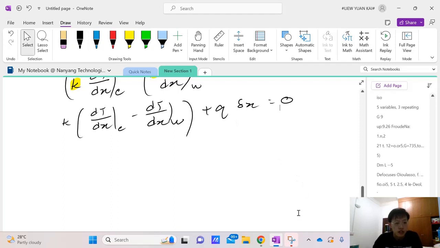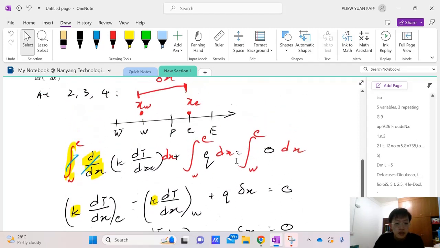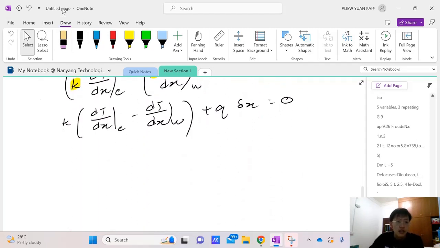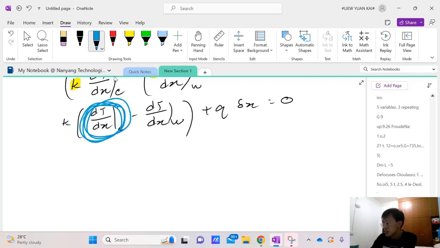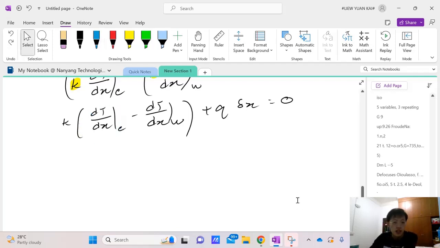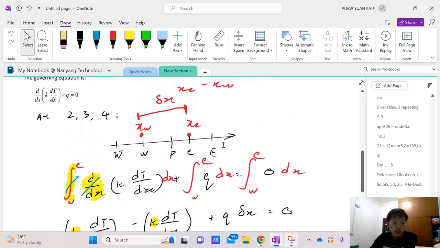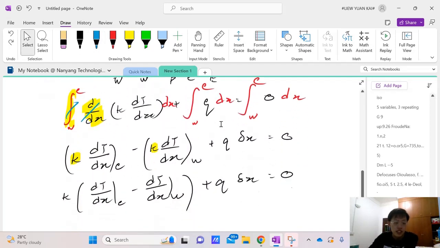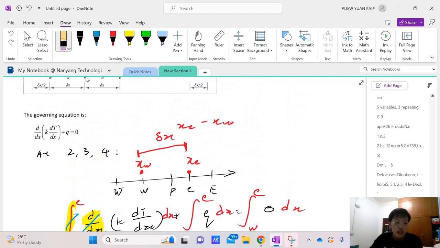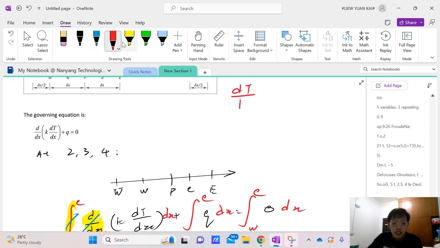Now, what are we going to do here? This is where we use the central differencing scheme. And let's go ahead and use that. So we want to find dT/dx at east, correct? Since we're looking at east, let's stand at east.